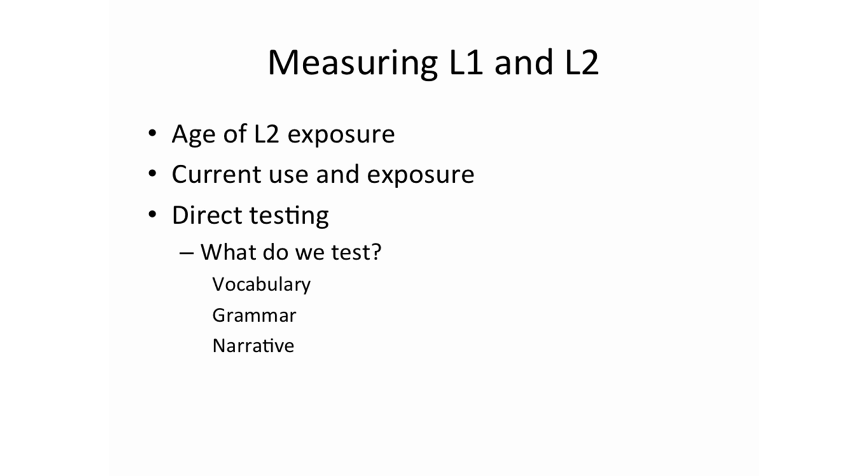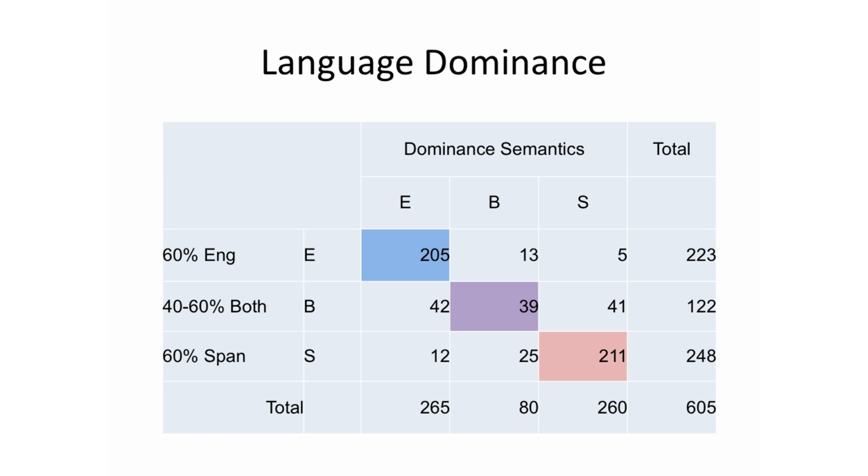And then we could do direct testing. But when we do direct testing, what do we test? Do we test vocabulary to make a determination of their language proficiency or their language dominance? Do we test grammar? Do we test their narratives? So the kinds of measures that you test can also vary tremendously.